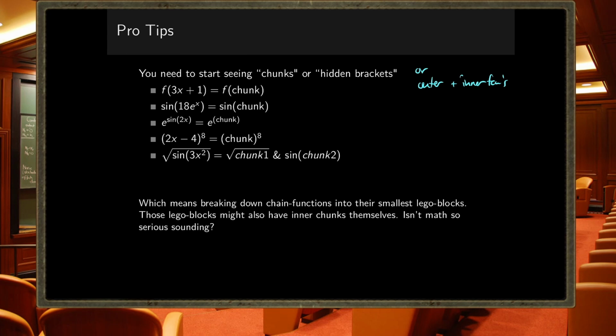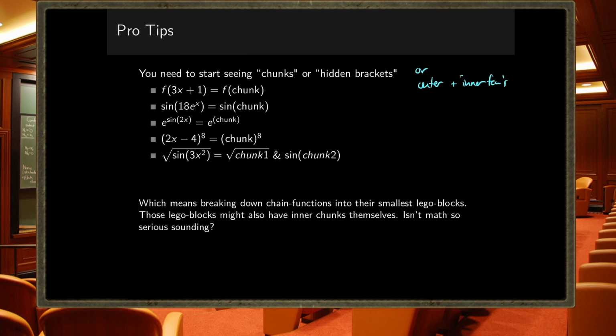And then this last one, what is this? The outermost function is a square root, so you could really think of this as square root of something. But then the inside would be another chunk. I have sine of something, right? And so that is that second chunk.